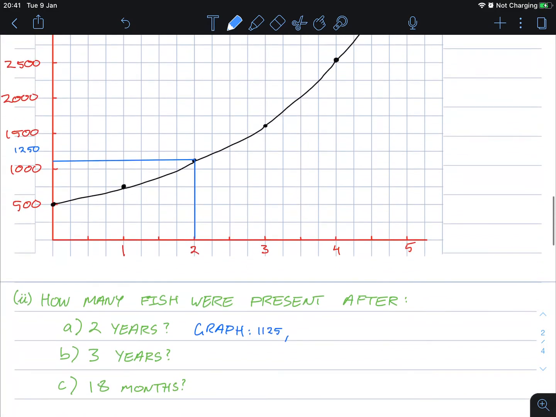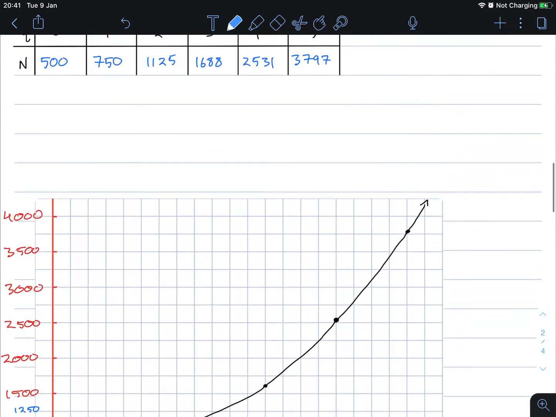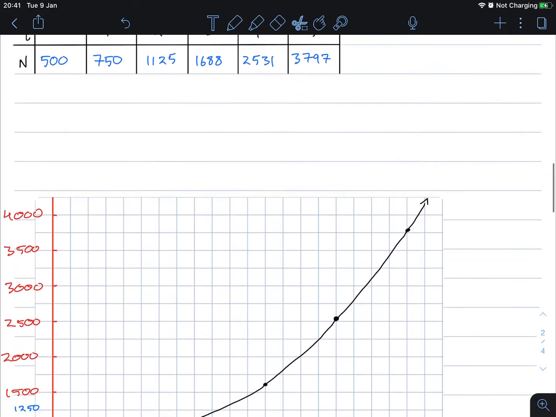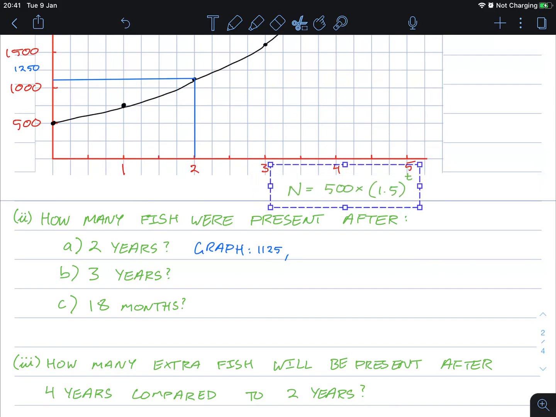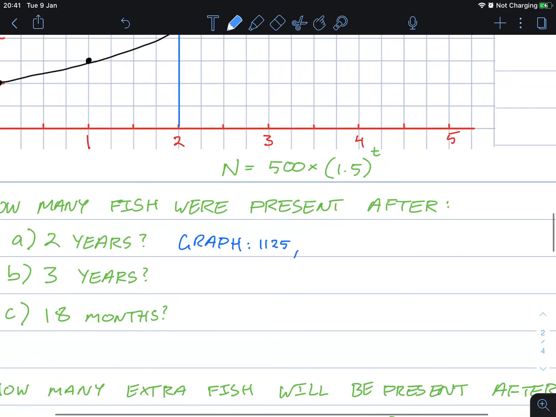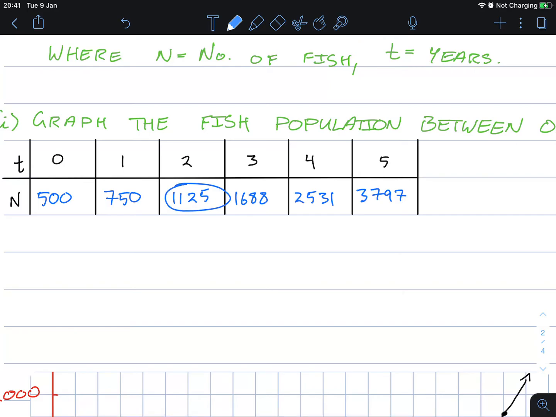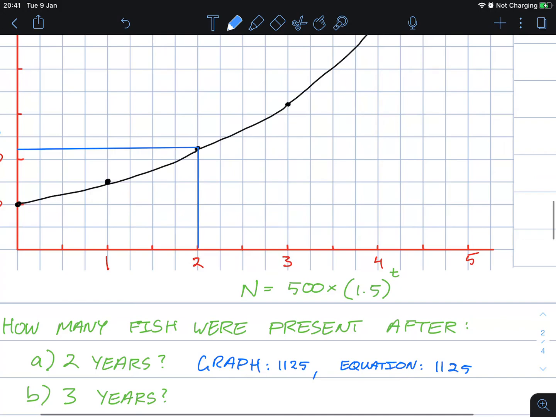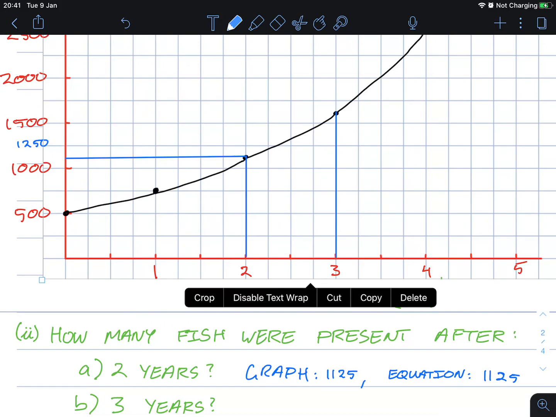Or because we have the graph here, we have the equation here, we can just use this. We can just use this and substitute the value of 2 into here. But we've already done that. It's there, 1,125. So using the equation, we get the same thing, 1,125.